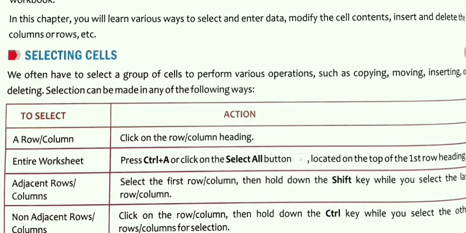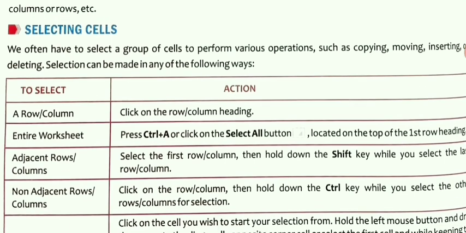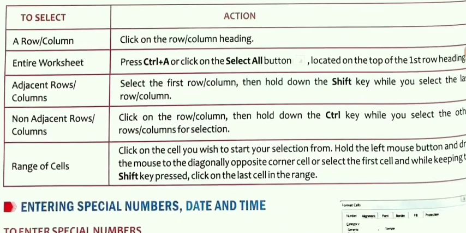Now the first topic is selecting cells. We often have to select a group of cells to perform various operations such as copying, moving, inserting or deleting. So selection can be made in any of the following ways, and these ways are: the first one is to select a row or column. Just click on the row or column heading, so your row or column will be selected.